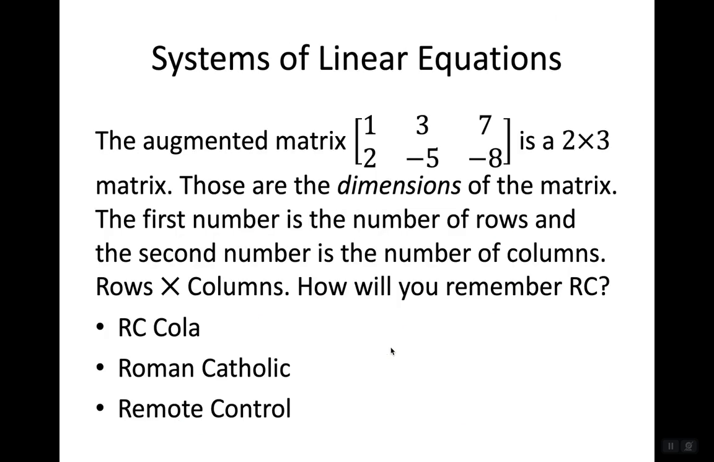The augmented matrix 1, 3, 7, 2, -5, -8 is a 2 by 3 matrix. Those are the dimensions of the matrix. The first number, the 2 here, that's the number of rows. And the second number, the 3, that's the number of columns. How will you remember RC? RC. RC Cola, Roman Catholic, remote control, RC.